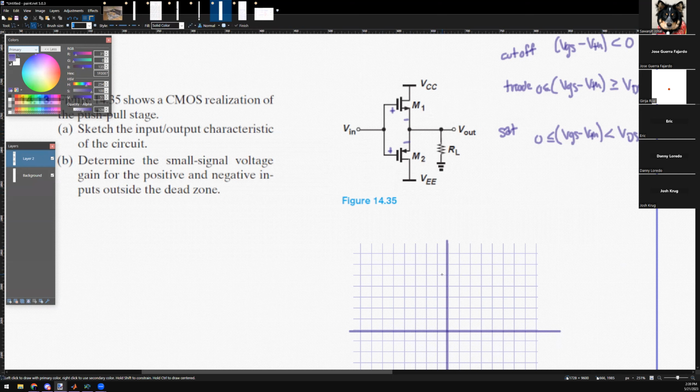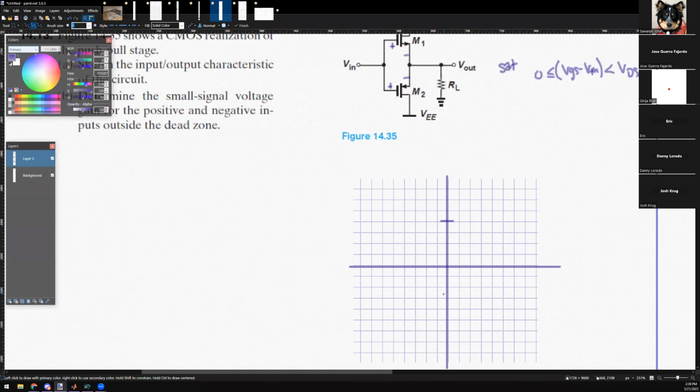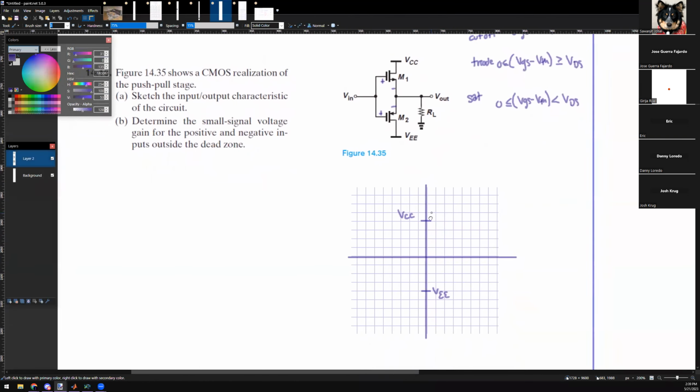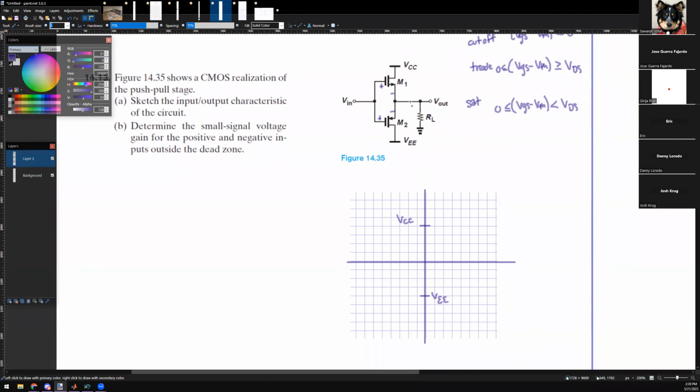So this circuit is limited by some VCC. So here is VEE, and this is VCC. You know it's limited by that. You cannot go higher, you cannot go lower. Next question: when V in, and if this axis, oopsie. So this is the V out axis, and this is the V in axis. It's an input to output axis.